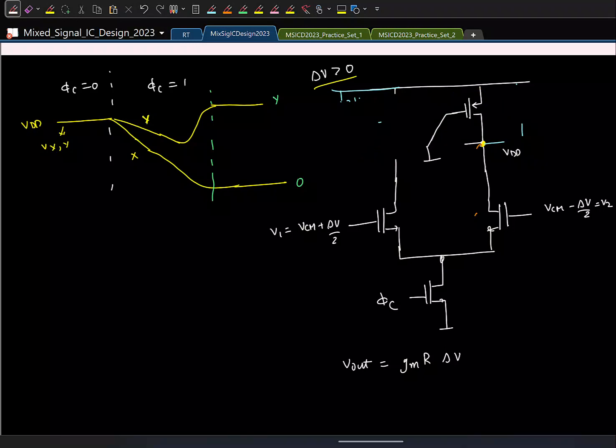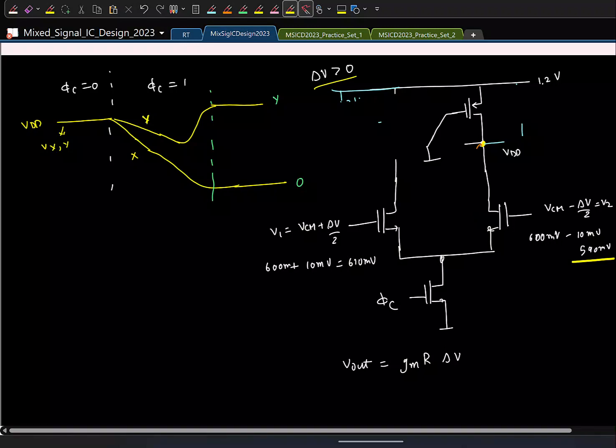Okay. So now let us say I take some number. So let's say this is some 1.2 volts VDD. Common mode is 0.6 volts. I'll write in millivolt, 600 millivolt. And let's say delta V by 2 some 10 millivolt. So this is 610. So this is 600 millivolts minus 10 millivolts, which is 590. So now if you see, we have applied a gate voltage of around 590 millivolt to this guy. So this transistor, do you think it might be on or off?